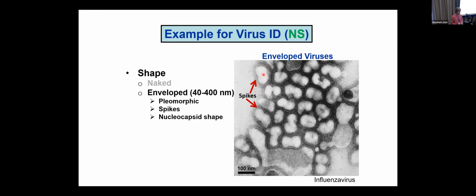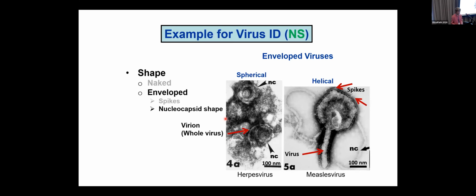Inside the virion, which means the whole virus, the inside is the nucleocapsid and the outside is the envelope. In an envelope virus, we need to look at the nucleocapsid shape if it's visible. Here it is not. Here it is. So here's another example of an envelope virus.